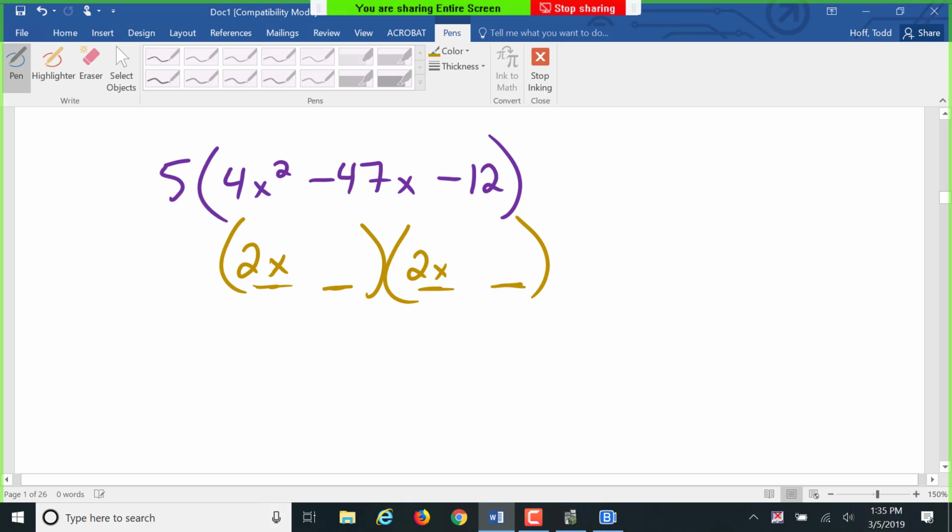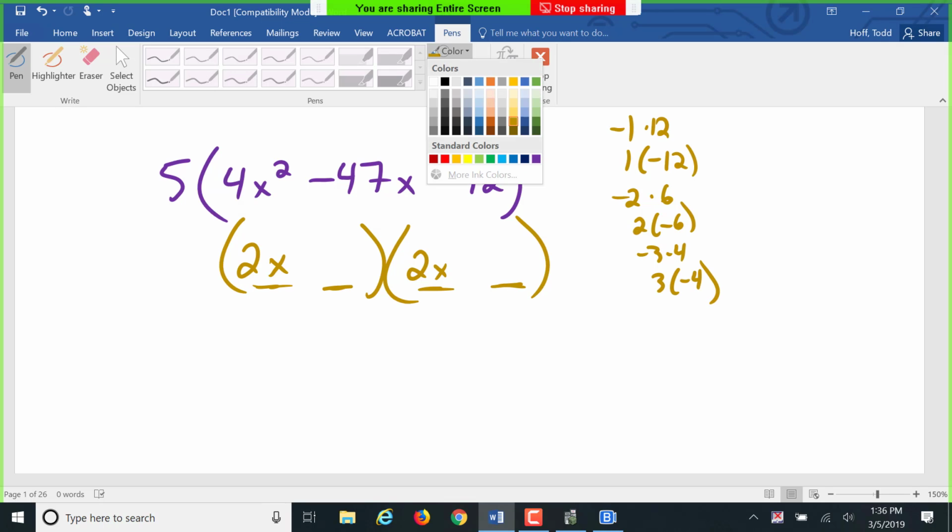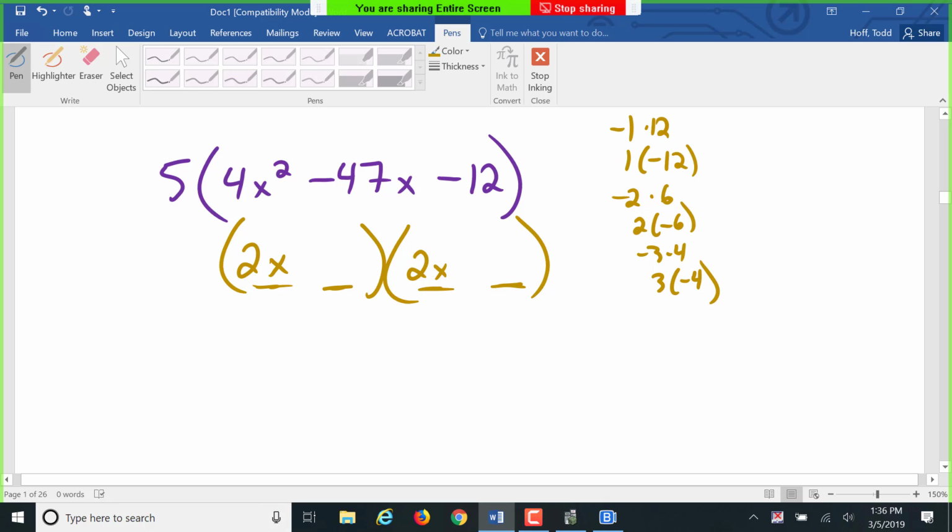These last two terms have to multiply to make negative 12. So it's a negative 1 times positive 12, 1 times negative 12, negative 2 times 6, 2 times negative 6, negative 3 times 4, or 3 times negative 4. Which one do you want to try? I can hear the wheels turning. You're trying them all. None of them are working well, are they?